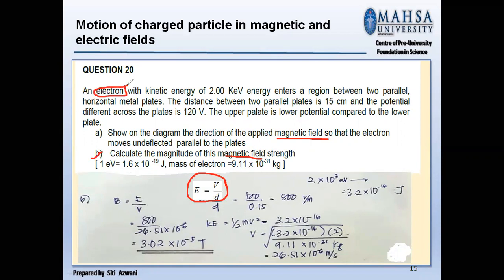Okay, your electron. So how to calculate the electric field E? You have a potential difference, or the voltage, here. You have a distance between the two plates here, 15 cm. So E is equal to V divided by D. So you have 800 volt per meter. Refer back to your formula. You have volt, potential difference, divided by the distance, unit in meter.